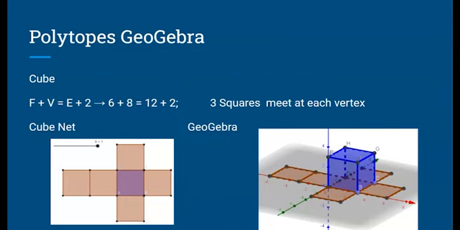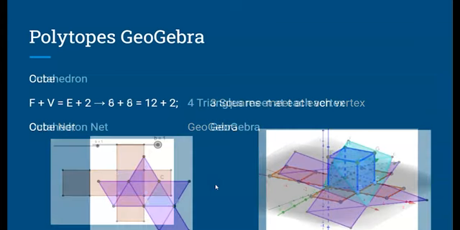The next figure is the cube. The cube has 6 faces, 8 vertices, 12 edges, and three squares meet at each vertex, as you can see. The two-dimensional net of the cube represents the six squares. And to the right, what the figure looks like in GeoGebra.